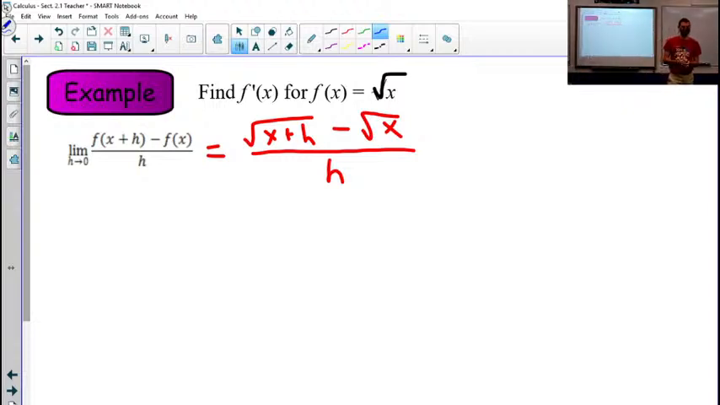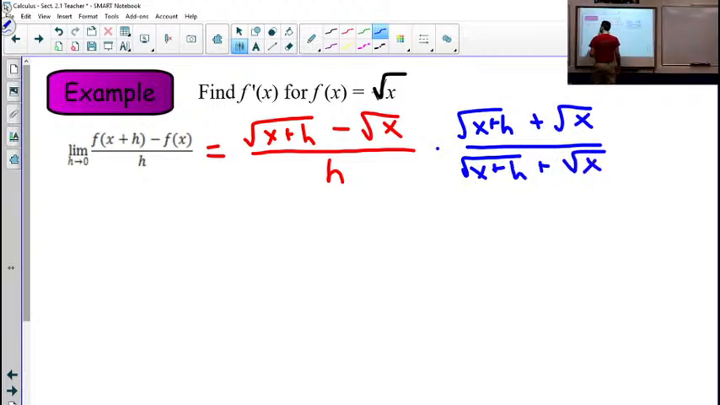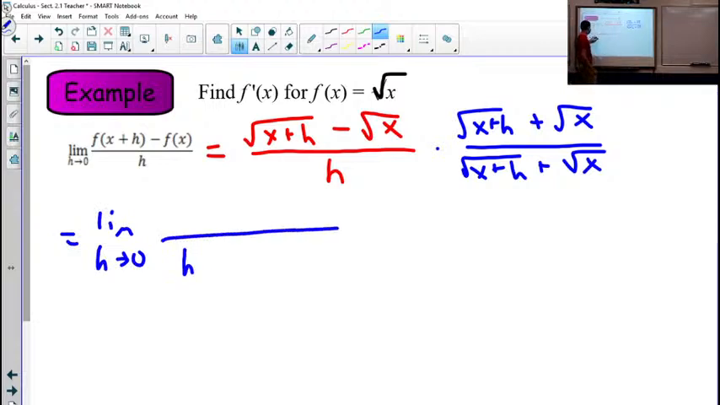The power rule? Nope. So what did we do to get rid of some square roots for limits? We multiplied by something. Oh, the conjugate, on top and bottom. So on the bottom we have h times the square root of x plus h plus the square root of x.